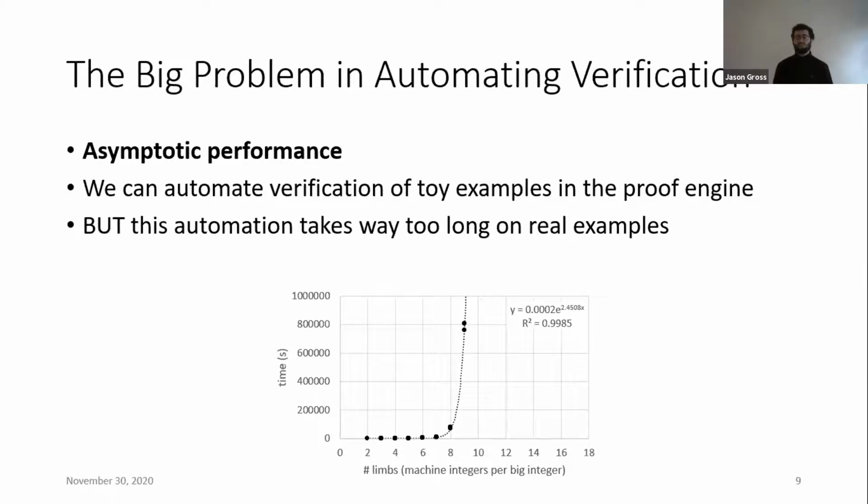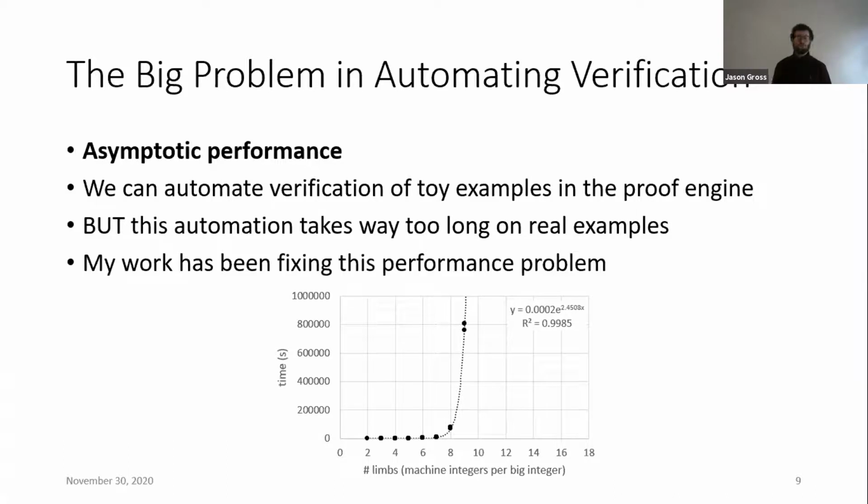And the size here is measured in the number of machine integers that are used to represent a single big integer that you might be multiplying in cryptography. And the standard name for this is limbs. So you would say an example of size 2 is using 2 limbs. In size 17, you're using 17 limbs.